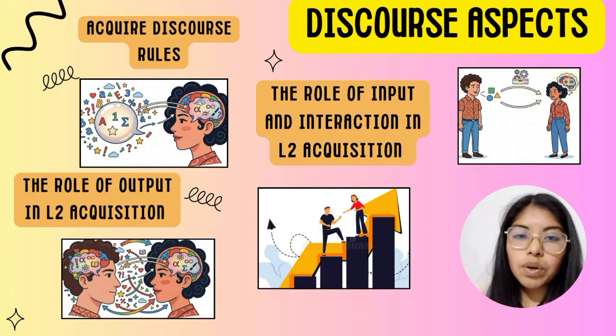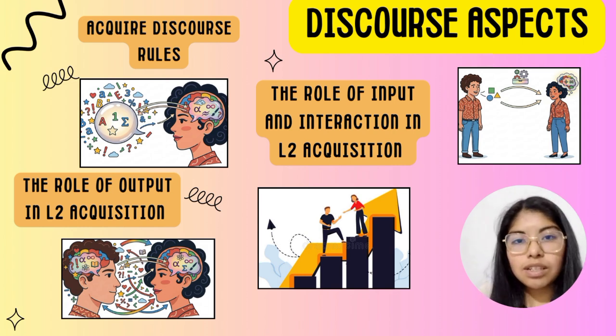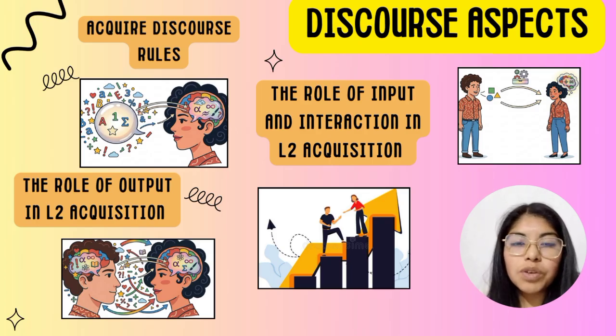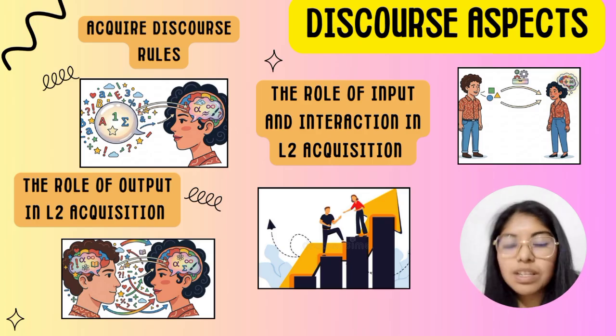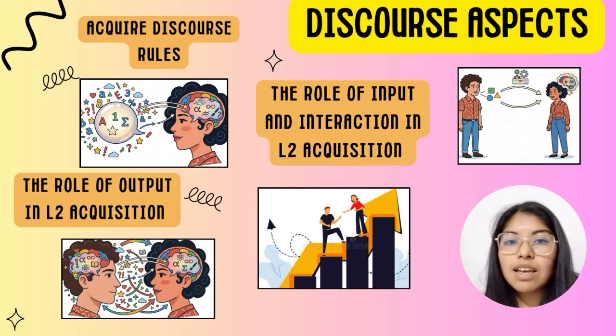The next is the role of input and interaction in L2 acquisition. It's divided into two points. The first point is input modification and interactional modifications. In input modifications, we can talk about foreigner talk. What is foreigner talk? It's the language that a native speaker uses when addressing non-native speakers. In other words, the native speaker modifies his or her speech.